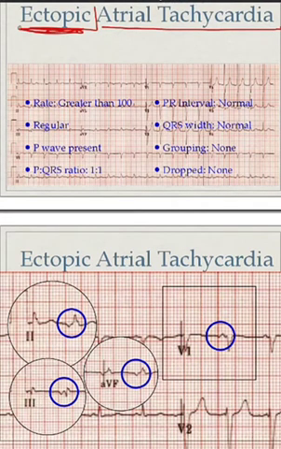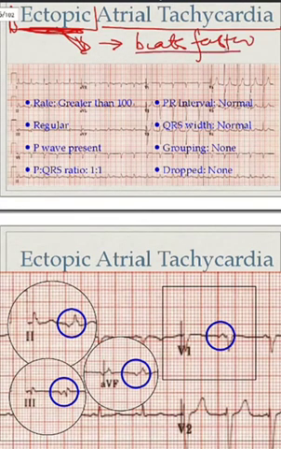Here is the actual deal. In this lead, as you can see, there is an inverted P wave. This is like a bifid P wave. All these P waves are present, but whenever, okay, here you go. See in this ECG.